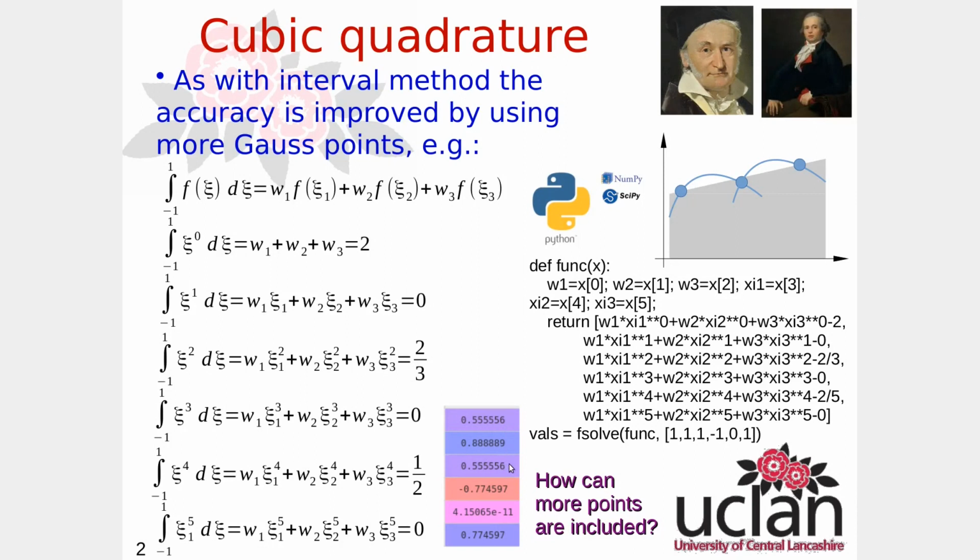This is the value of the weights, weight 1, weight 2, weight 3, and the value of the Gauss points: minus 0.774597, 0, and 0.774597. So again, going up to the third order, we have this nice bit of symmetry, and perhaps this is why it tends to be used so much throughout the literature.